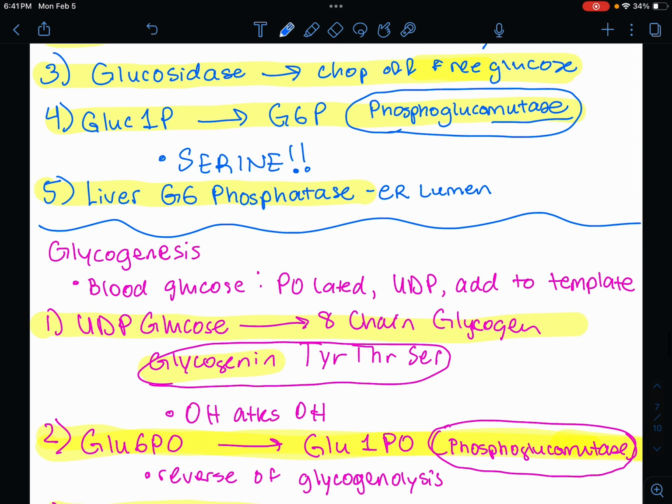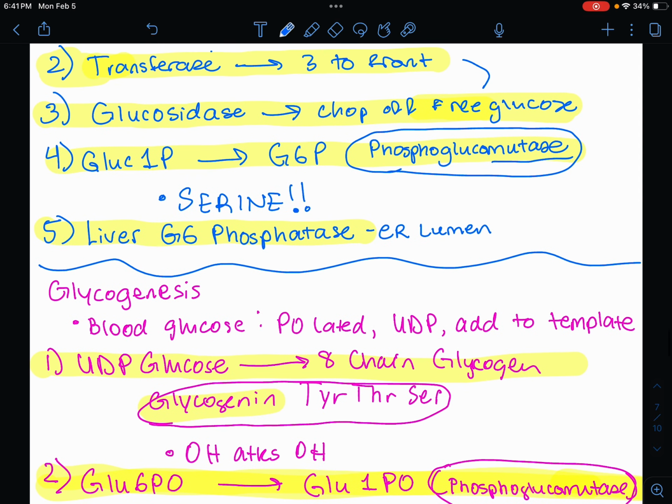The glucosidase function of the debranching enzyme is where we're going to chop off the free glucose. So we're going to create a regular free glucose. This is where that alpha-1,6 linkage used to exist. So we're going to chop off that, and it's going to just be a regular glucose.